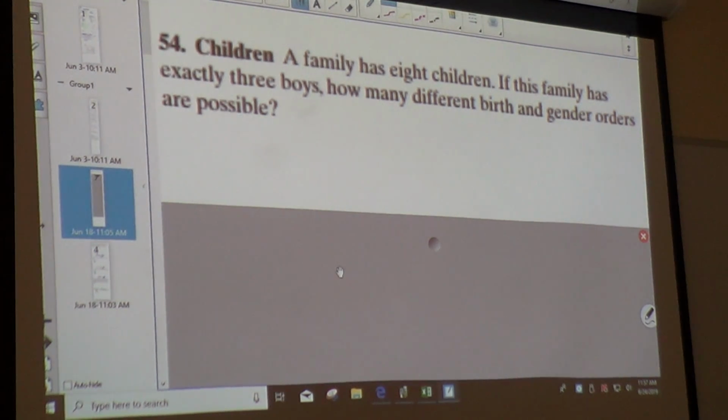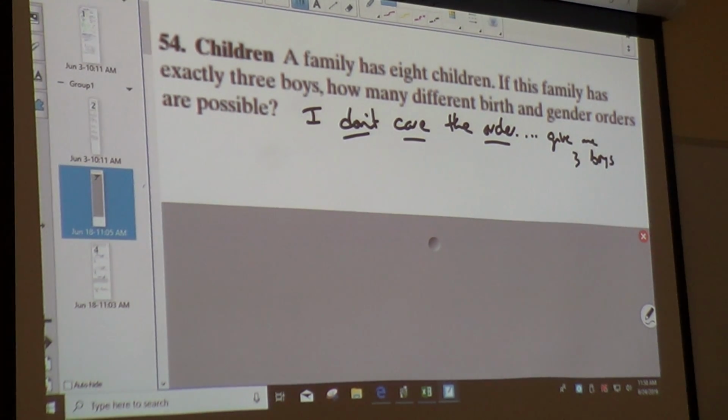How many different birth and gender orders are possible? So I don't care, hint, hint, hint, about the order. I just want 3 boys. I don't care about the order. Give me 3 boys. So because I don't care about the order, what kind of problem is this?